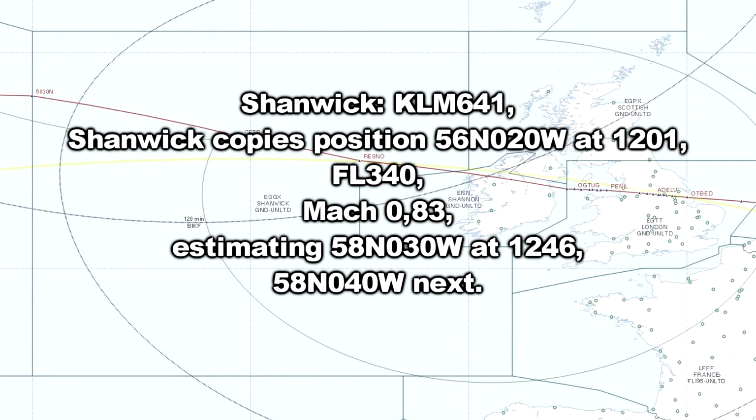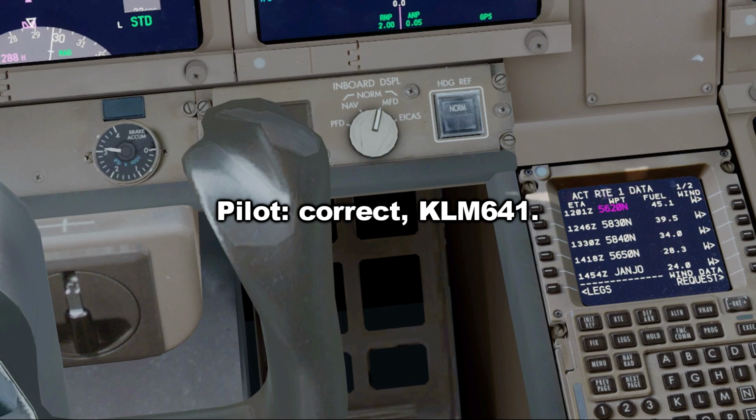KLM 641, Shanwick copies position 56 north 20 west at 1201, flight level 340, Mach decimal 83, estimating 58 north 30 west at 1246, 58 north 40 west next. Correct, KLM 641.